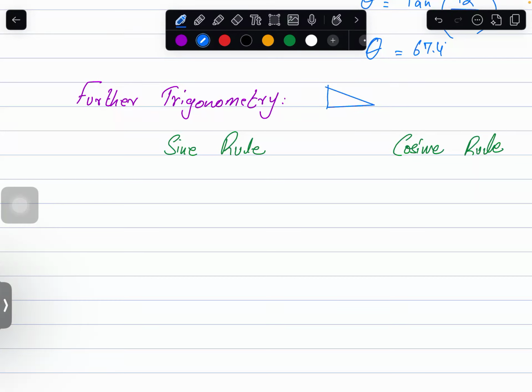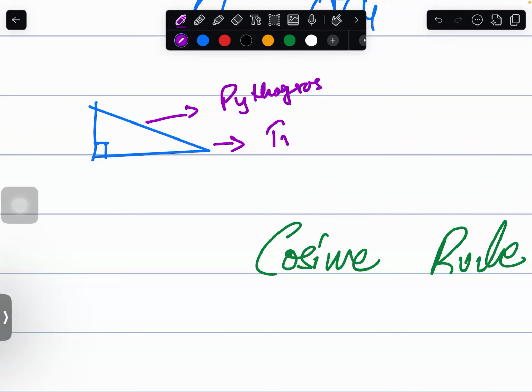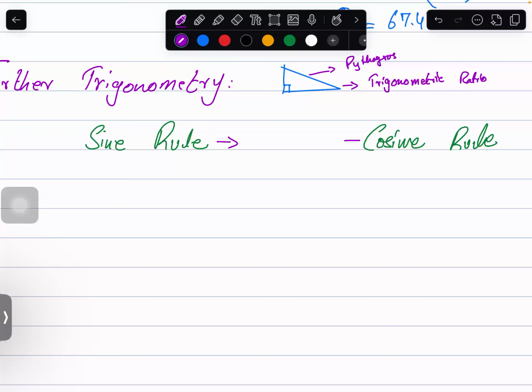So there is one right angle triangle that you have. And all of the things above that we have done were only for right angle triangles. Like we did the Pythagoras theorem, that was for the 90-degree triangle. We did the three trigonometric ratios, sine, cos, tan, that was for 90-degree only. Now what we are doing over here is completely for non-90-degree angles.